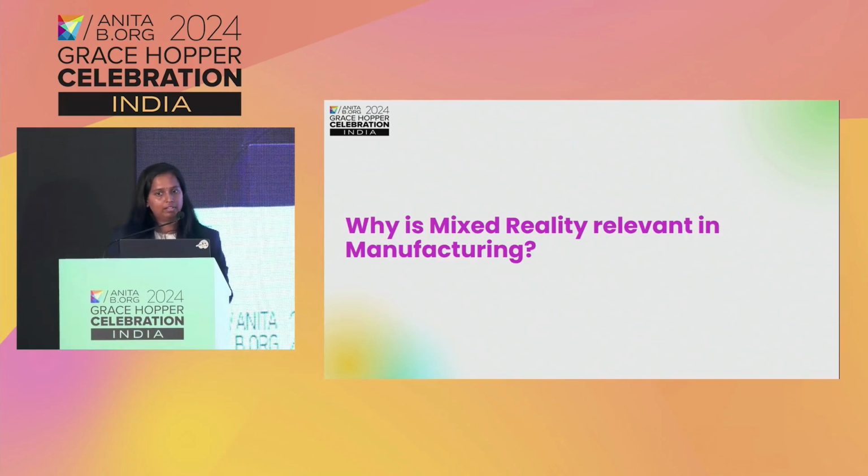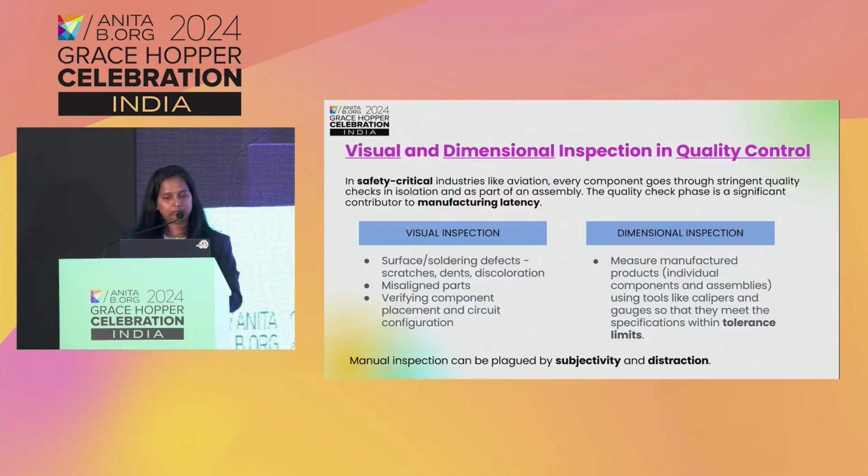Now, why is mixed reality relevant in manufacturing? The first one is visual and dimensional inspection in quality control. In safety-critical industries like aviation, every component goes through stringent quality checks in isolation and as an assembly. The quality check phase is a significant contributor to manufacturing latency. There is visual inspection and dimensional inspection. These are the processes it goes through during the manufacturing inspection process. Manual inspection can be plagued by subjectivity and distraction.